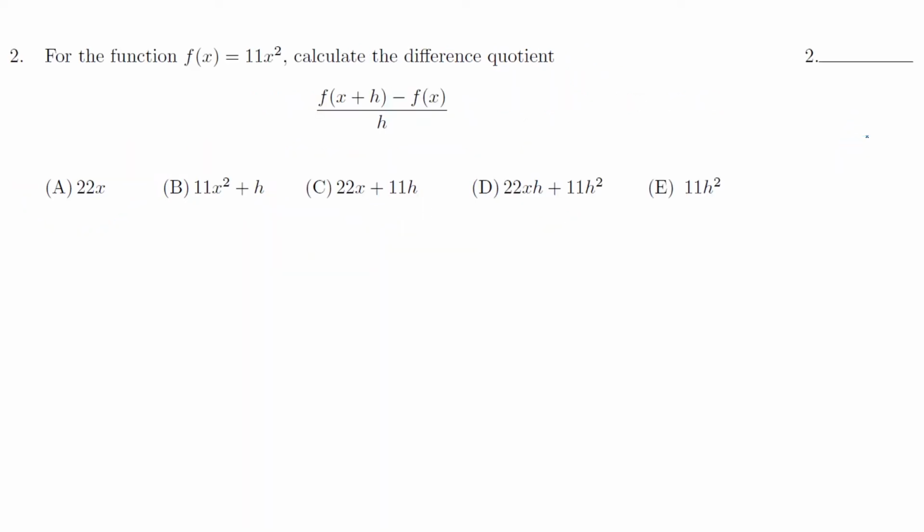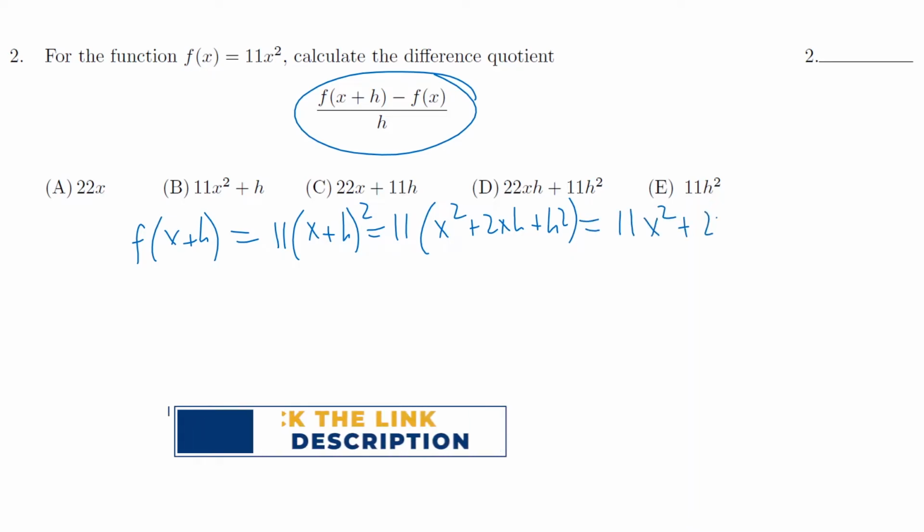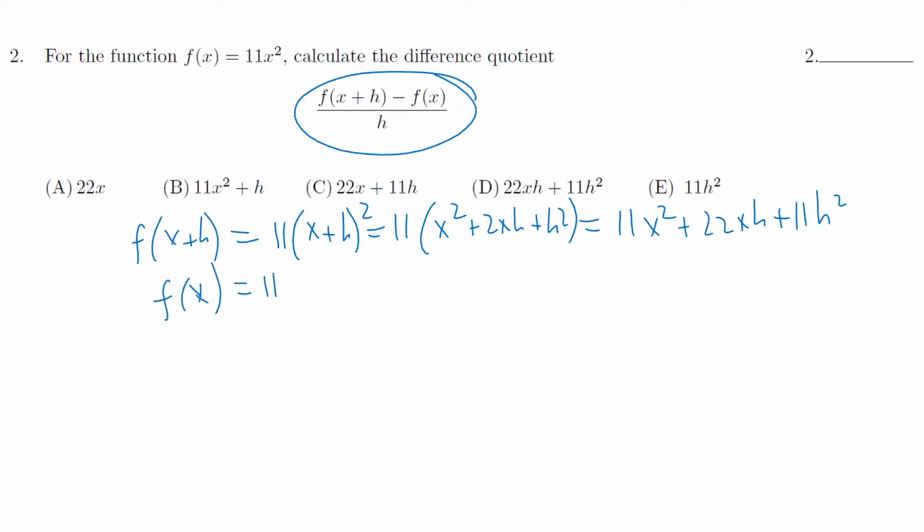Next. For the function f(x) = 11x squared, okay, so for this guy right here, let's just start plugging stuff in. So let me just do f of x plus h first. That's going to be equal to 11(x plus h) squared. It's equal to 11 times x squared plus 2xh plus h squared. There's a trick about that. 11x squared plus 22xh plus 11h squared. Now f of x is the same, it's just 11x squared and h is h.